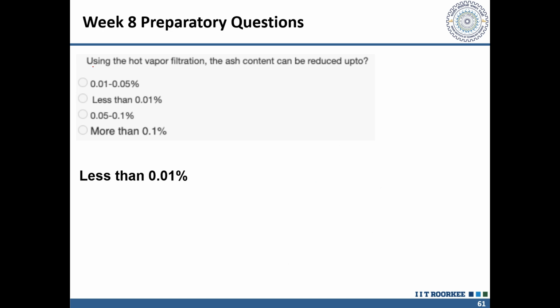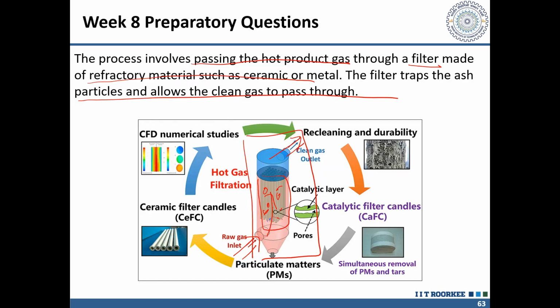So now, using the hot vapor filtration, the ash content can be reduced up to 0.01% because it is a very effective process, and it adsorbs most of the ash content from our product gas.